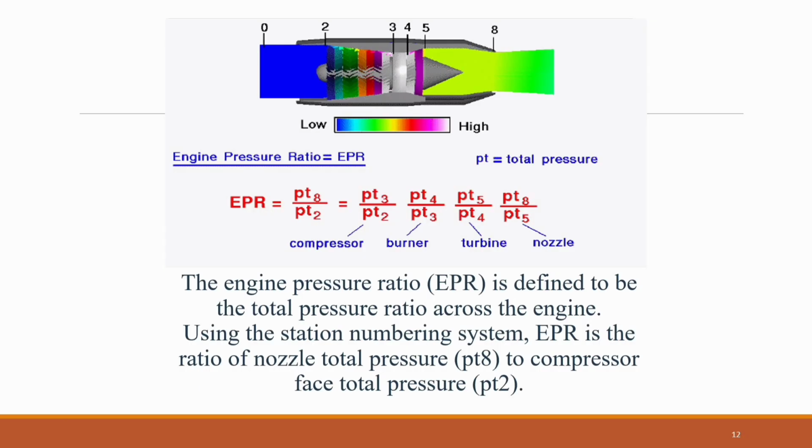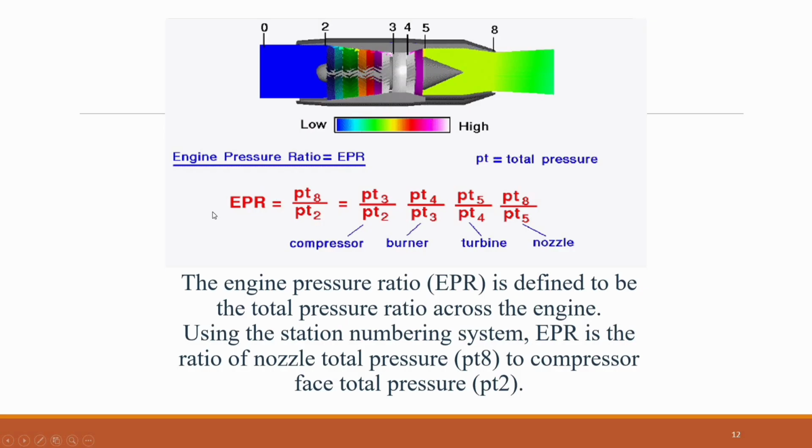This system is widely used in textbooks, technical manuals, and performance charts, and it is essential for understanding engine operation, troubleshooting, and performance monitoring. Using the standard station numbering system, EPR is the ratio of the total pressure at the nozzle exit, PT8, to the total pressure at the compressor face, PT2.